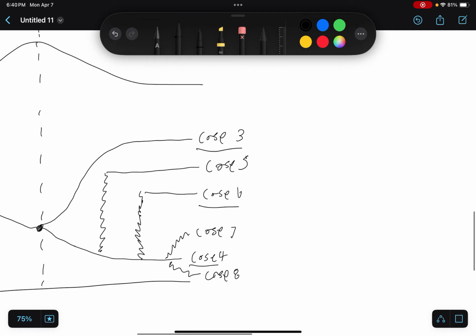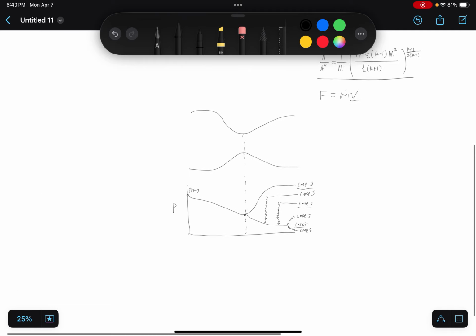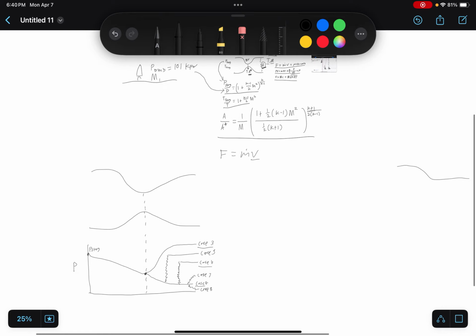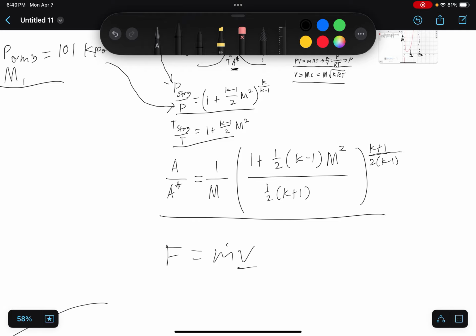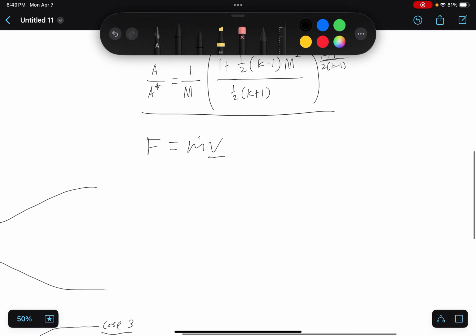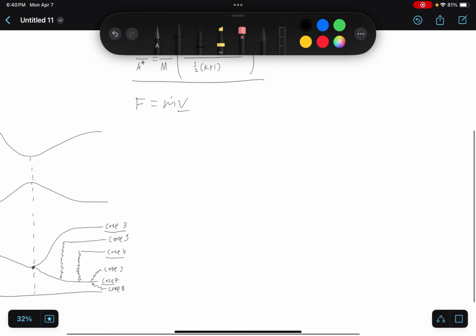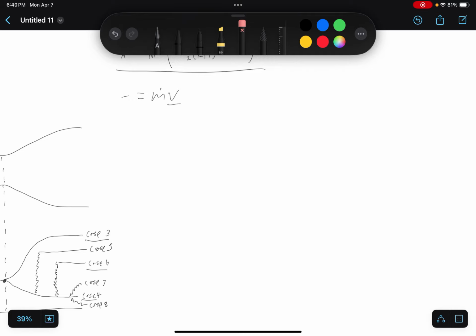To do this, you need to know how to calculate normal shockwaves. And it's very similar to these equations, exact same idea. So if you understood those, you'll understand this.